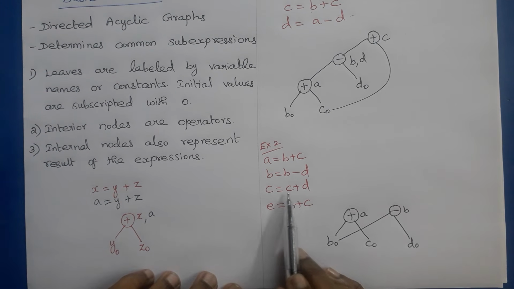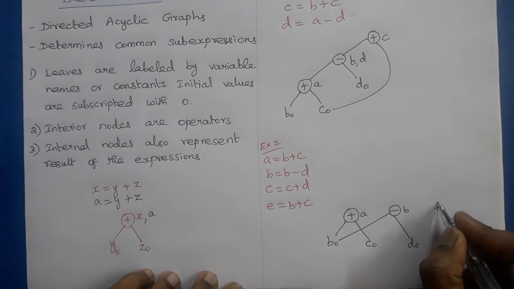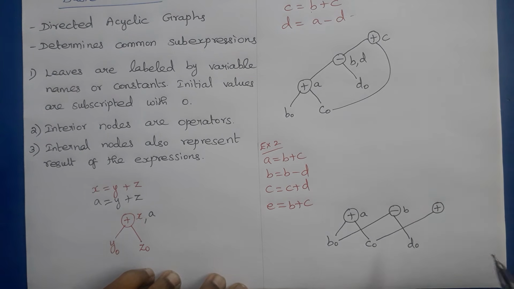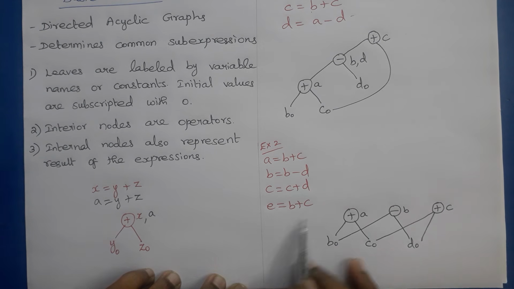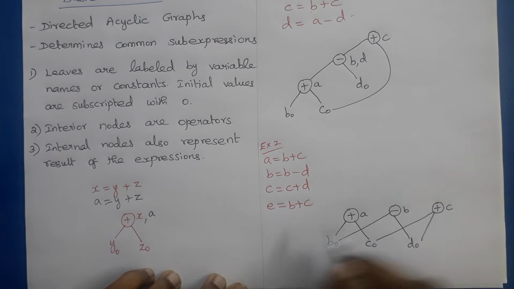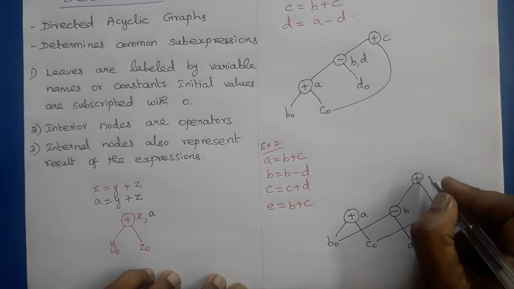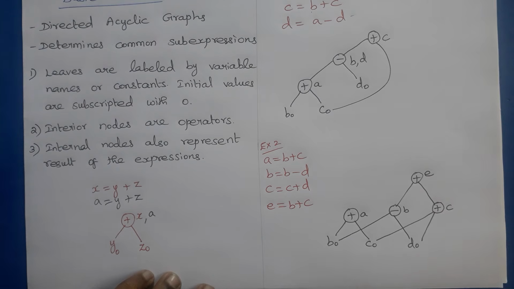The next expression is C plus D. Plus is also not already available, so plus is a root, its left child is C, this initial value only, and the right child is D, so this D, and its result is C. Now the final one is E equals B plus C. The current value of B is this one and C is this internal node. So plus is an operator, its left child is B, right child is C, and the result is E. So this is the DAG for this particular basic block.